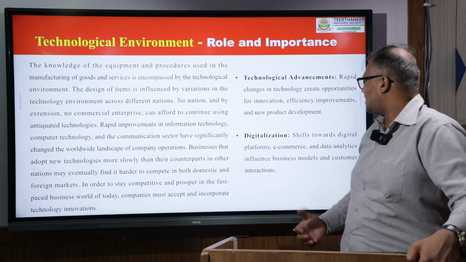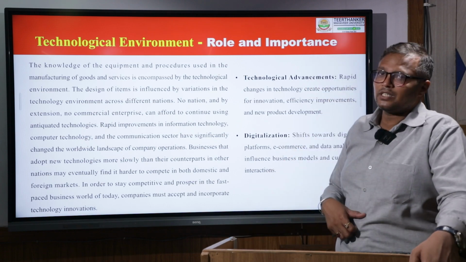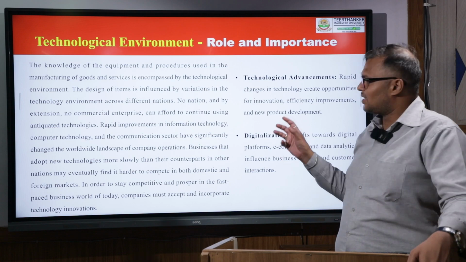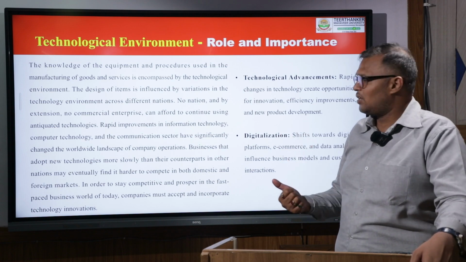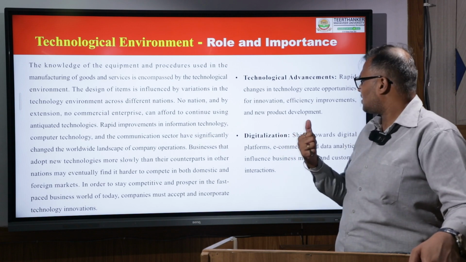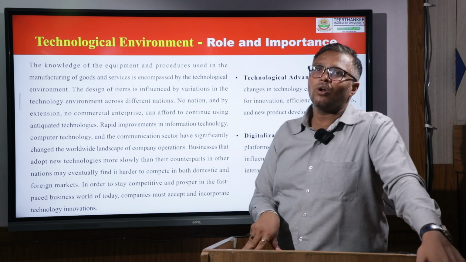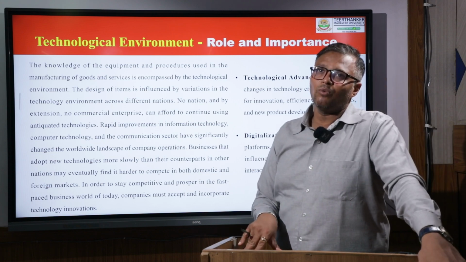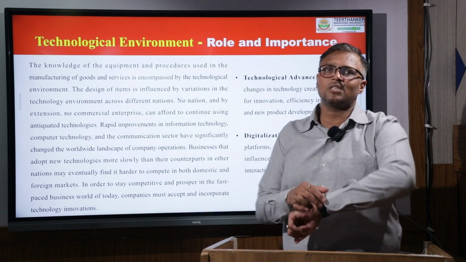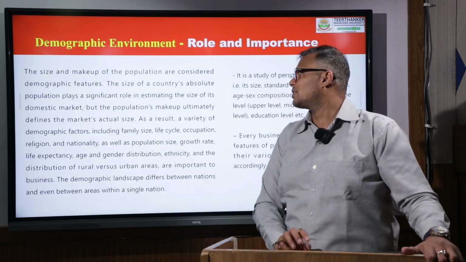Now, next is digitalization. Digitalization basically represents the shift towards the digital platform, either because of e-commerce, or data analytics, or the various business models and customer interactions. People are getting more techno-savvy, more advanced, and are using more such tools in order to execute those things.